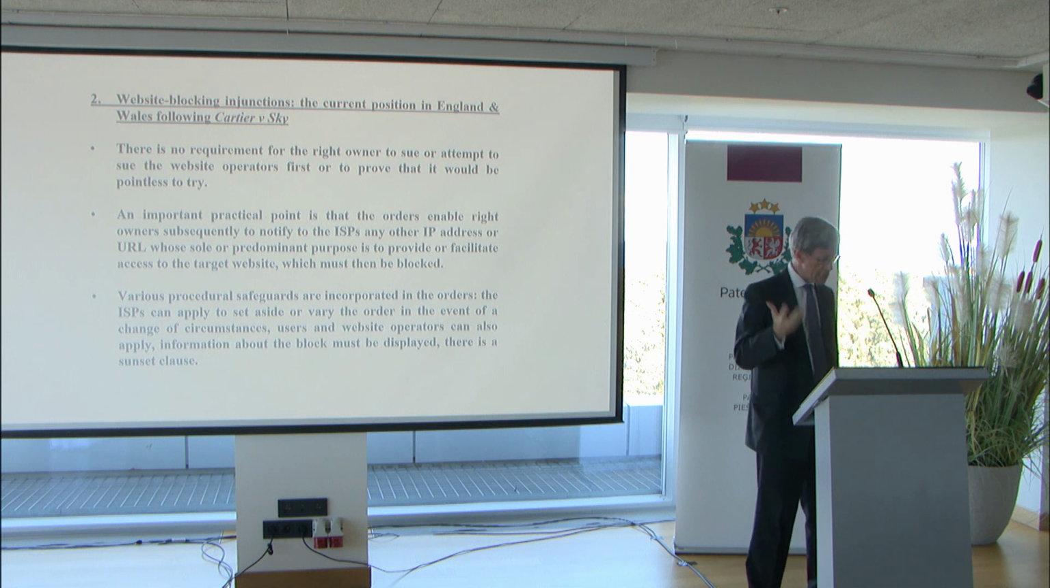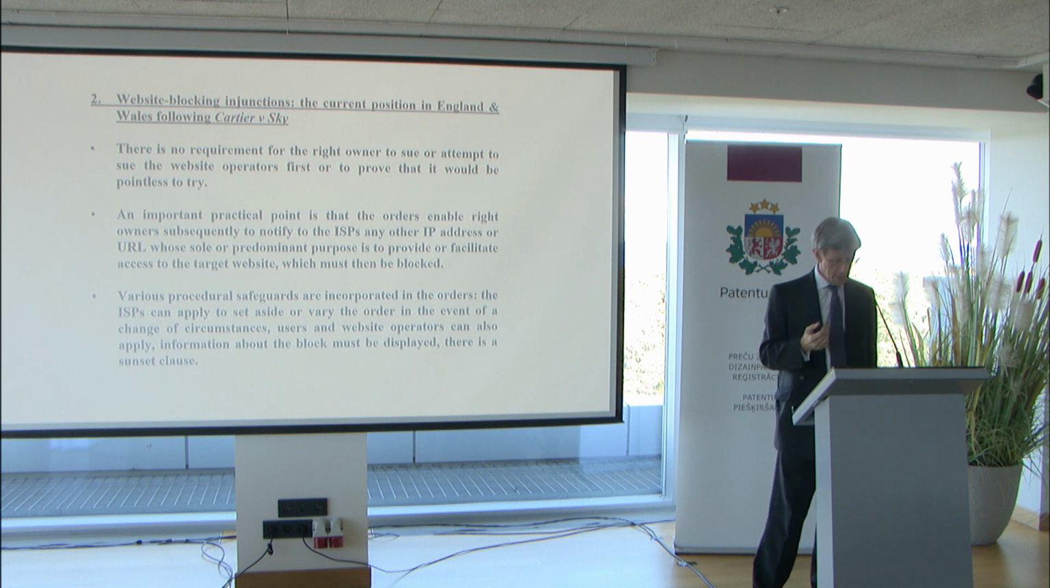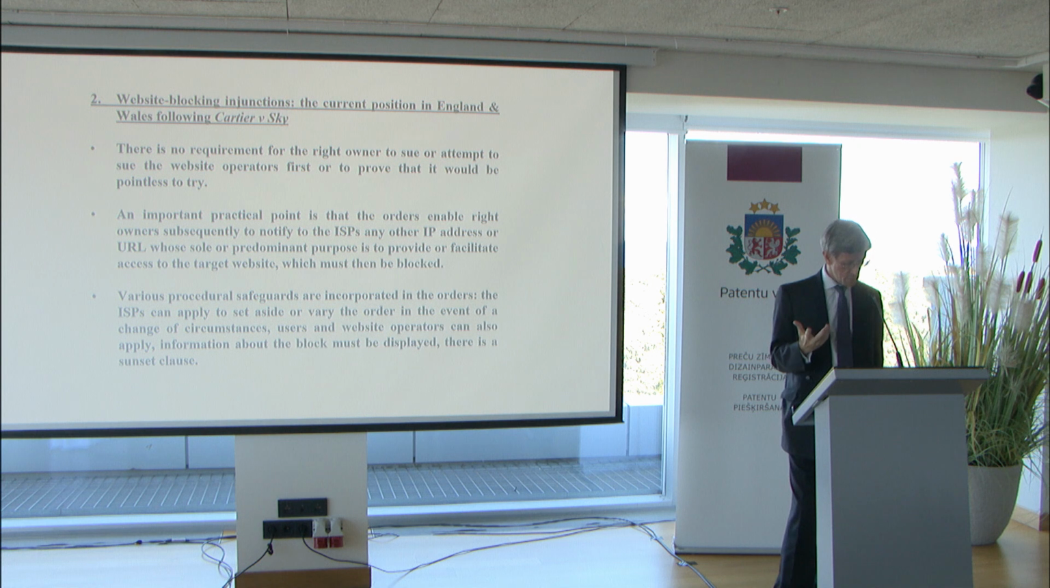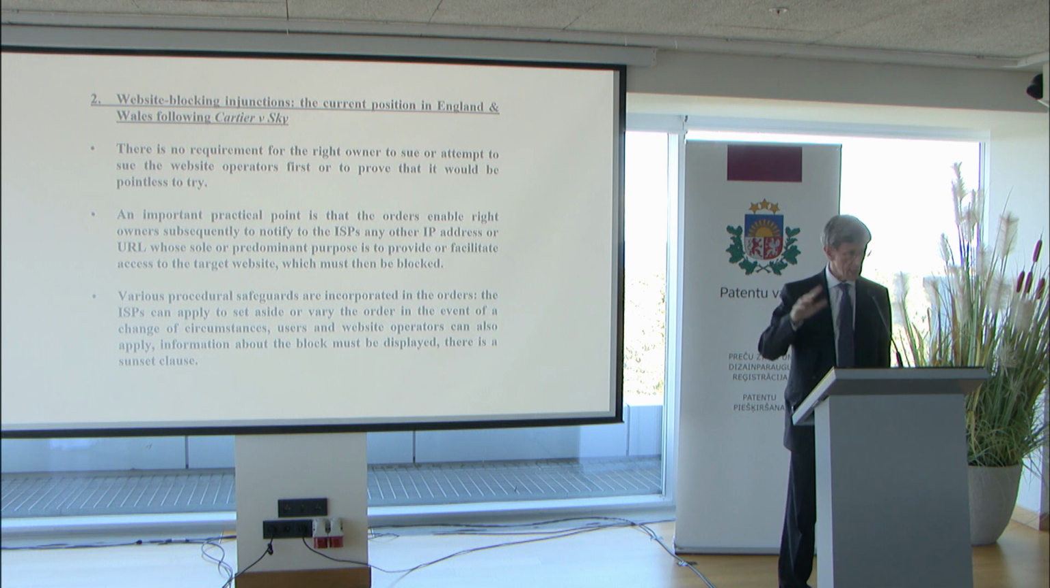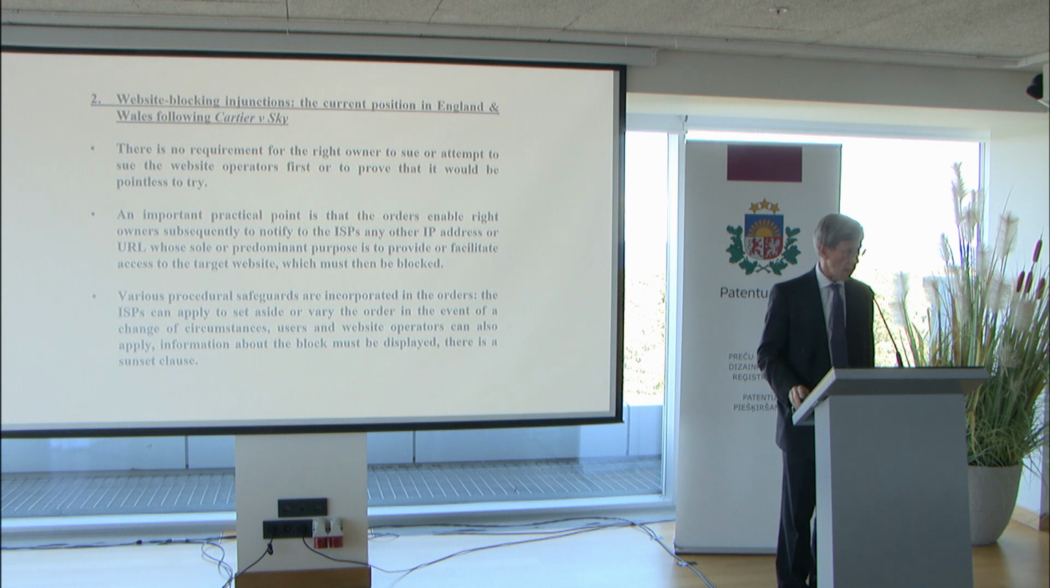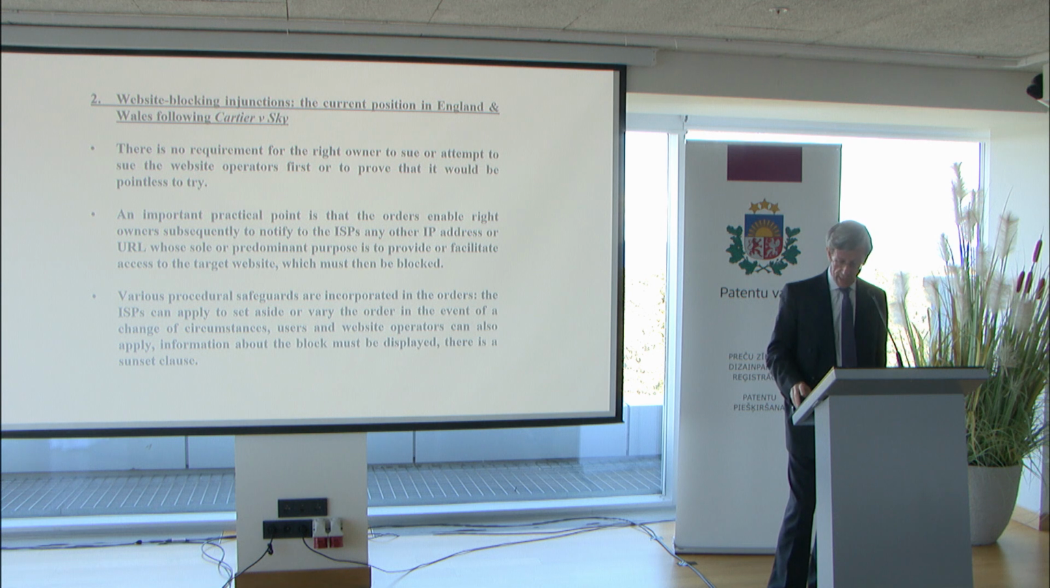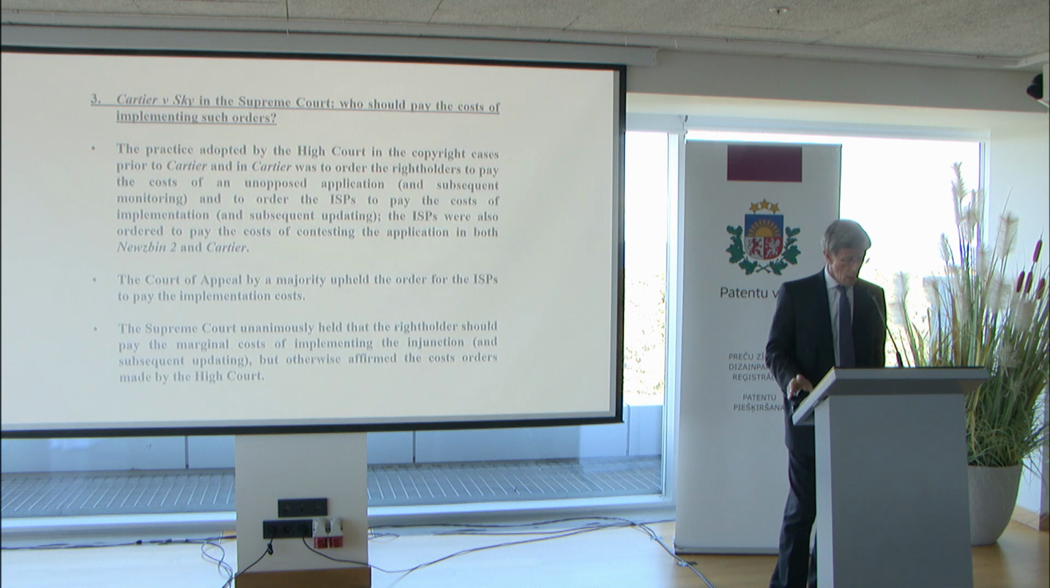There are various procedural safeguards that are incorporated in the orders. For example, the ISPs can apply to set aside or vary the order in the event of a change of circumstances. Users can also apply, website operators can also apply, and information about the block must be displayed at the website. Finally, there's a sunset clause, meaning that the injunction expires. And typically that's 2 years, but then the right owner can come back if they want to.